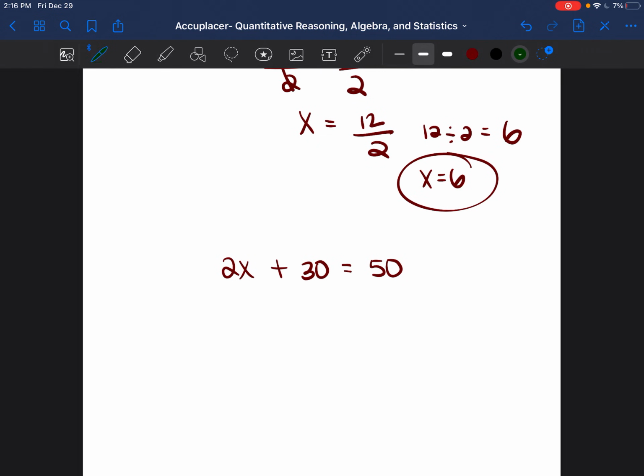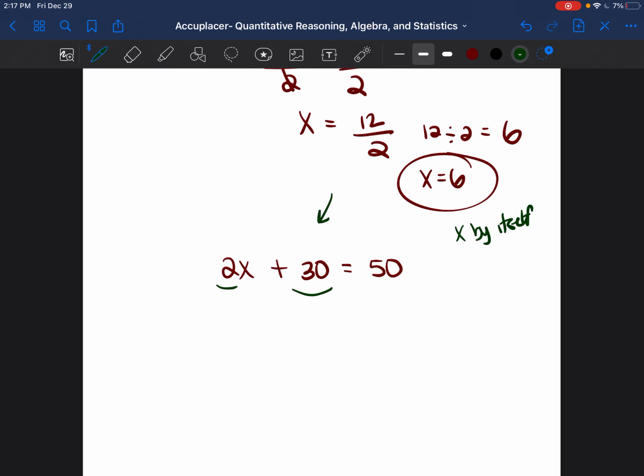All right, so let's go ahead and try to solve this together. So again, the goal is to get the x by itself. What's causing the x to not be by itself? The 30 and the 2. What do we get rid of first? We get rid of the 30 because it's on the same side as the x, but it's not attached to it. We get rid of whatever is not attached to it first.